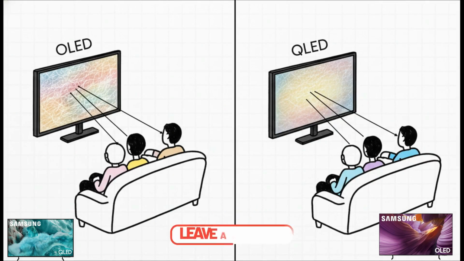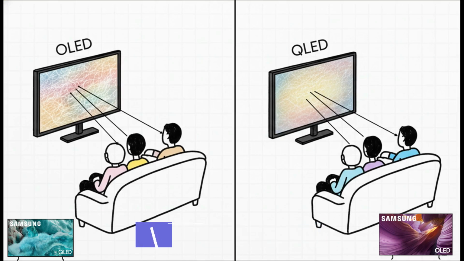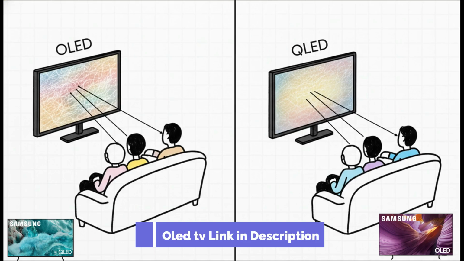Because every pixel makes its own light, the picture looks incredible from almost anywhere in the room. With QLED, because you're looking through all those layers, the picture can start to look washed out and lose its color if you move too far to the side. With OLED, every seat is the best seat in the house.